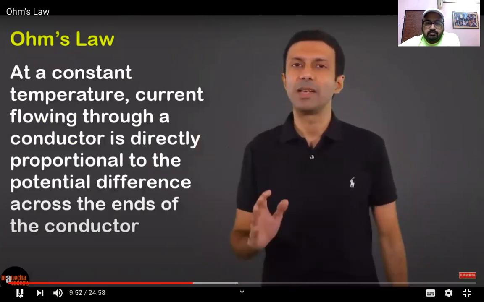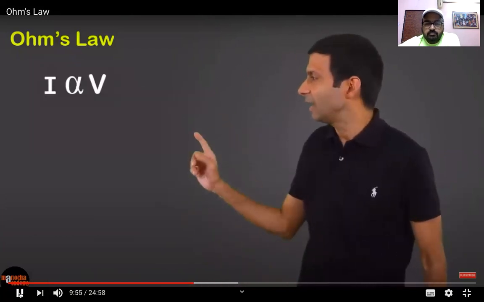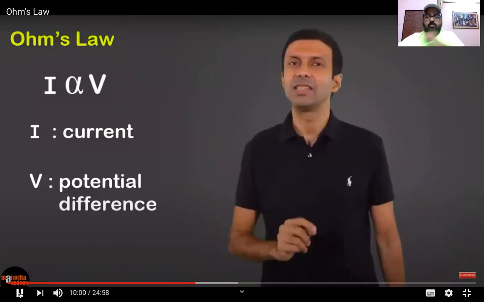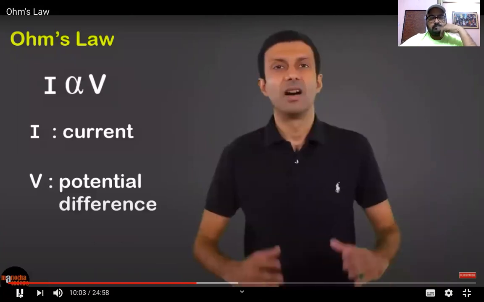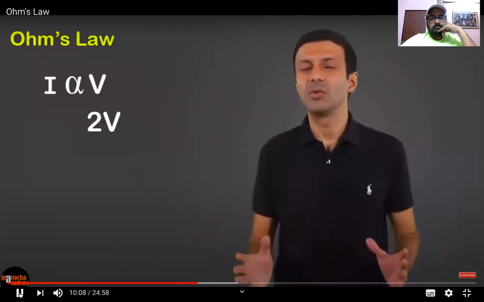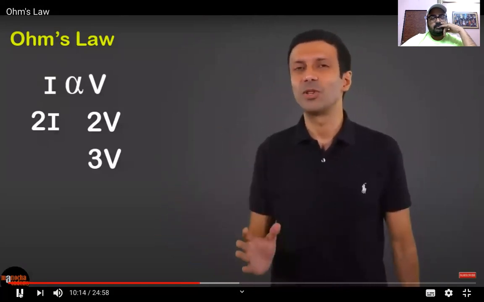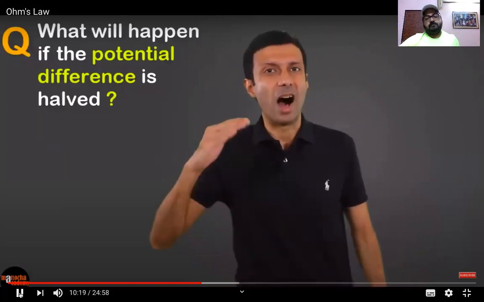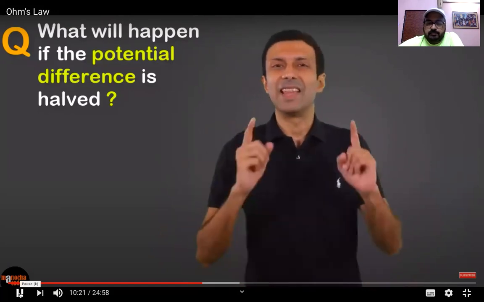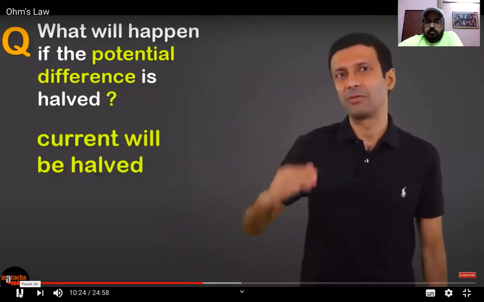So we can write it mathematically like this. I is directly proportional to V, where I is the current and V is the potential difference. A directly proportional relation means that if the potential difference is doubled, then the current will also get doubled. If the potential difference is tripled, then the current will also get tripled. Similarly, what will happen if the potential difference is halved? Obviously, if the potential difference is half, the current will be half. That's right. The current will also get halved.